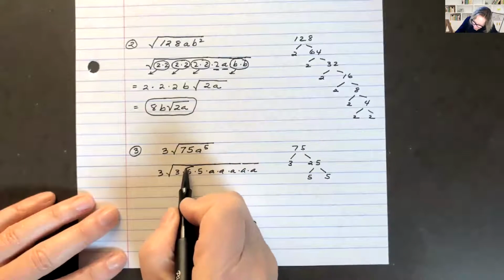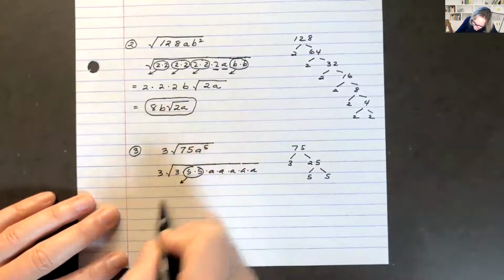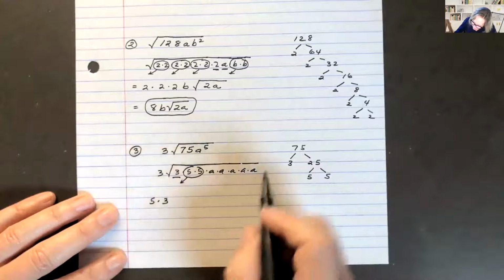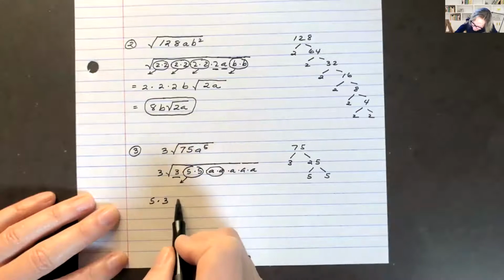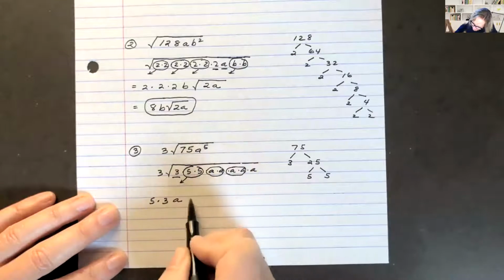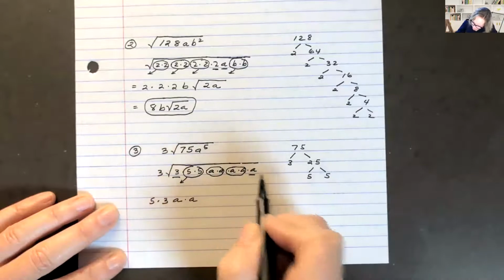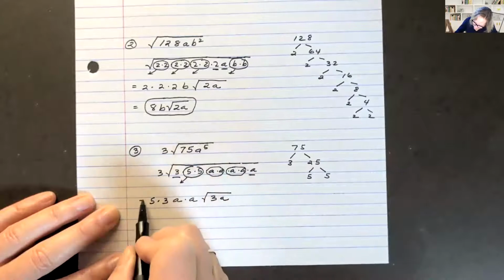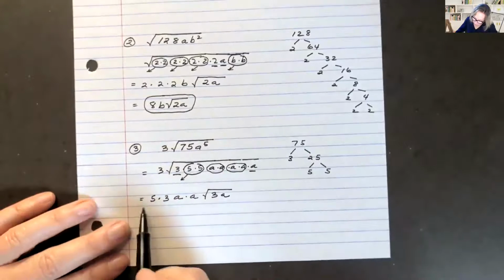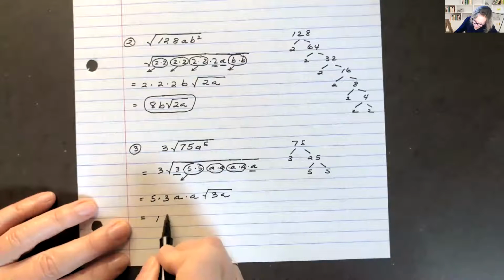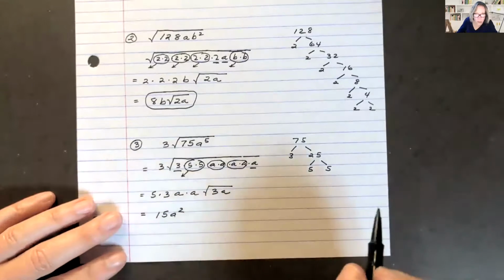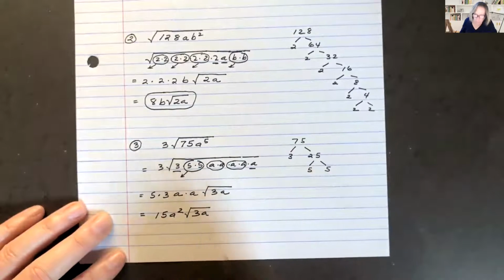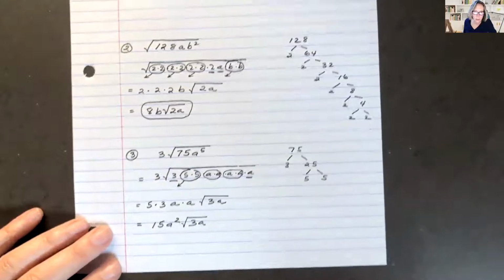So I've got a pair of 5s. So one 5 will come out to the front. That 3 will stay in. I have a pair of A's, so another A will come out. A pair of A's, so an A will come out. And this A will stay inside. So I have times the square root of 3a. Okay, so this is 5a squared outside the radical times the square root of 3a. And that's if you do it completely expanded.